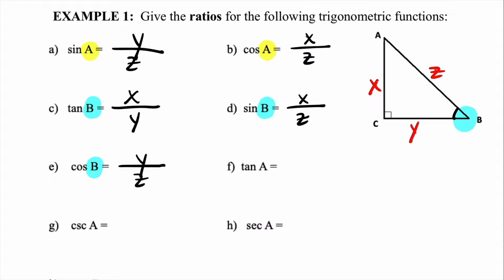Okay. All right. For the next one, tangent of A. So now I'm moving again. I'm moving back to A. Tangent of A. Well, tangent is opposite. So what side is opposite of A? Y over X, which is adjacent to A.